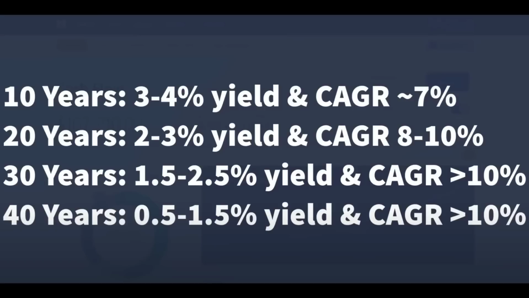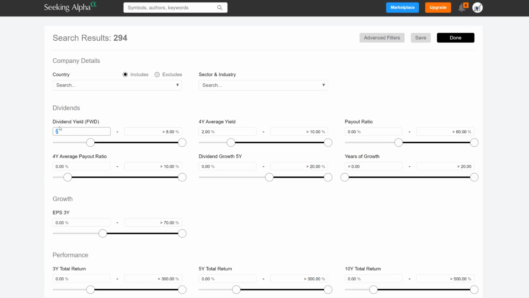So based off your time horizon, you're going to want to focus on your dividend yield, actually this one right here, the 4-year average, if you're dollar cost averaging, and then the dividend growth. This is how you're going to screen for stocks that you want to include in your portfolio, okay?